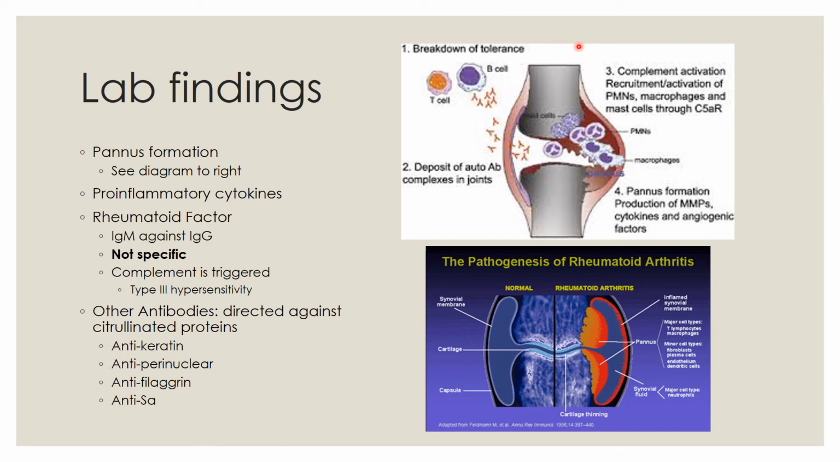That's what we're going to see in the serum. If we look in the synovial fluid and we look for some of these pro-inflammatory cytokines, we'll find things like interleukin 1, 6, 8, 15, 18, and we'll also find TNF alpha. Okay. We'll see some increase in enzymes in the synovial fluid.